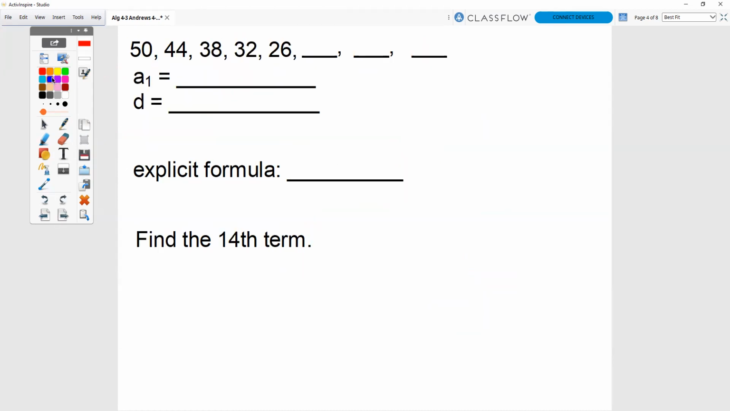This one is decreasing: 50, 44, 38, 32, 26. What are we doing each time? We are subtracting 6 each time. 50 minus 6 is 44, minus 6 is 38, minus 6 is 32, minus 6 is 26. If we keep on going to find the next 3 terms, we would subtract 6 and get 20, subtract 6 and get 14, subtract 6 and get 8.